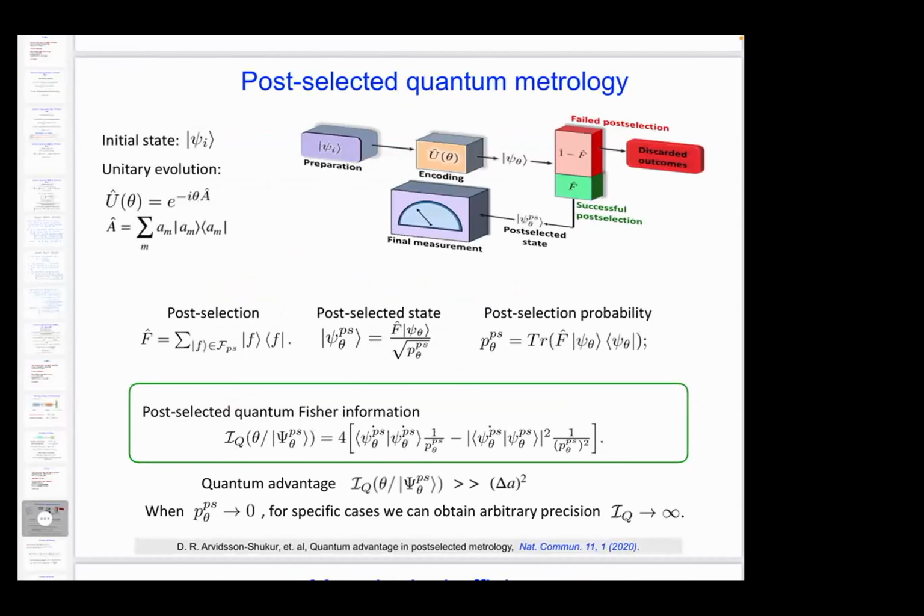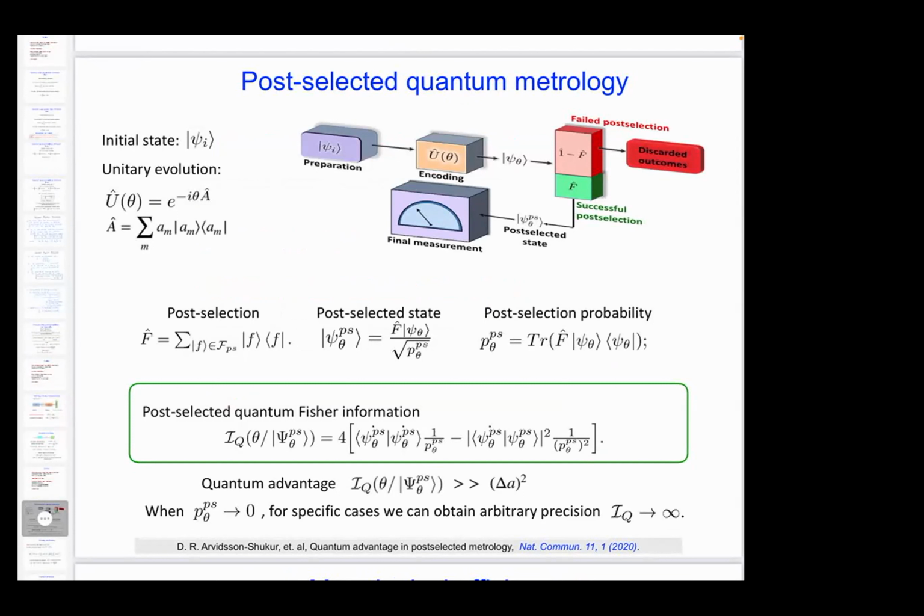So this is the apparatus for the postulated quantum metrology. This is the same apparatus, but I am adding just a single component. It's like a post-selection. So this protocol and the protocol that I have shown previously are more or less the same, apart from this post-selection block. The initial preparation is a pure state.